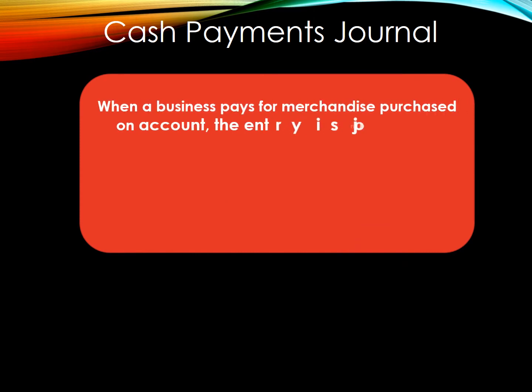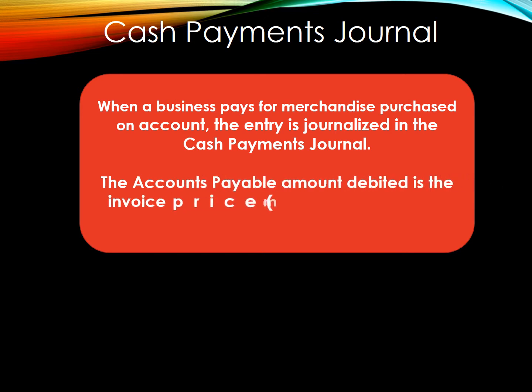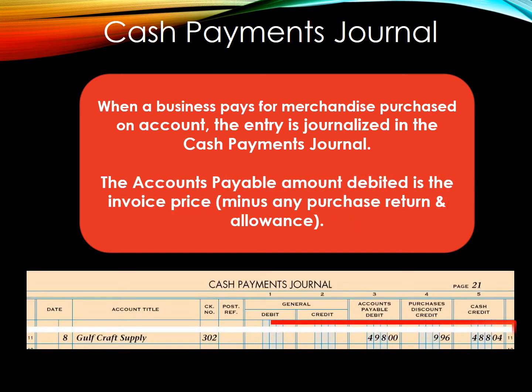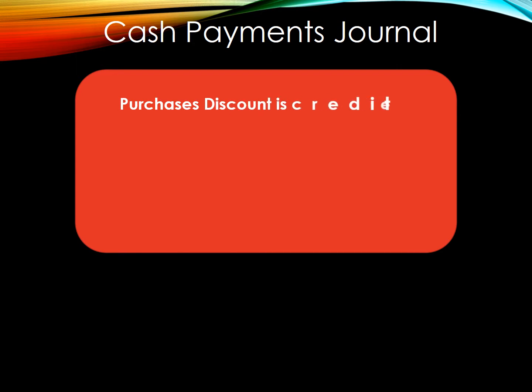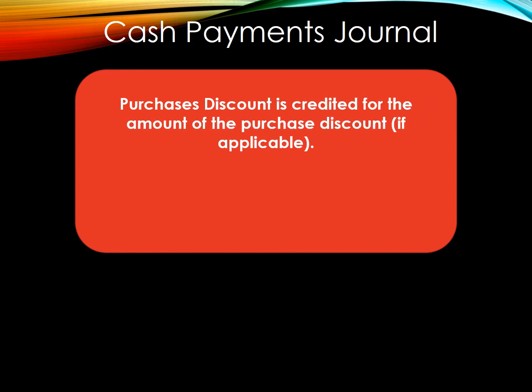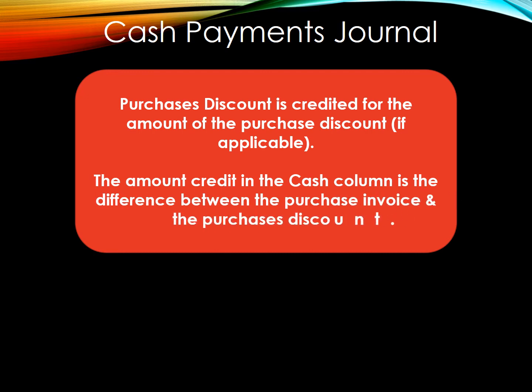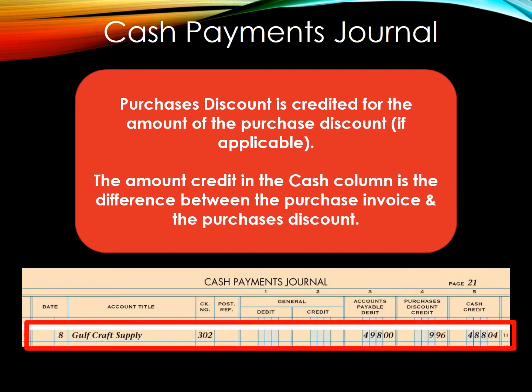When a business pays for merchandise purchased on account, the entry is journalized in the cash payments journal. The accounts payable amount debited is the invoice price minus any purchase returns and allowances. Purchases discount is credited for the amount of the purchase discount, if it's applicable. The amount credited in the cash column is the difference between the purchase invoice and the purchase discount.